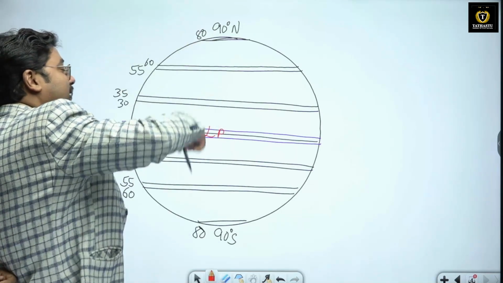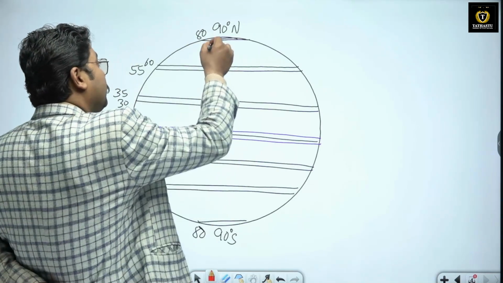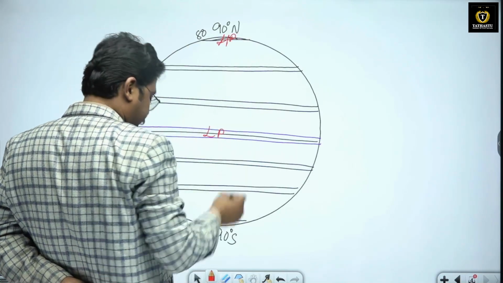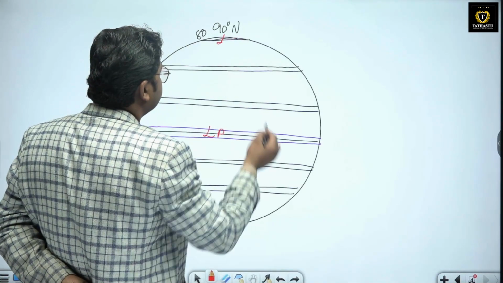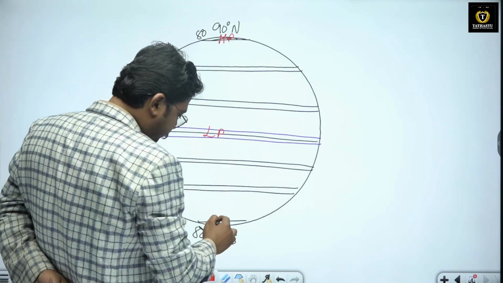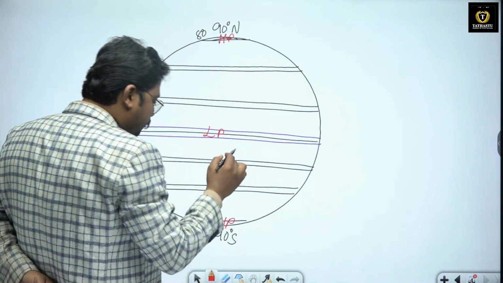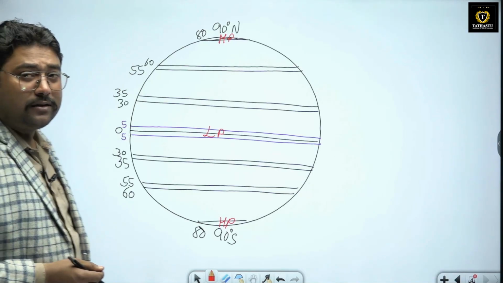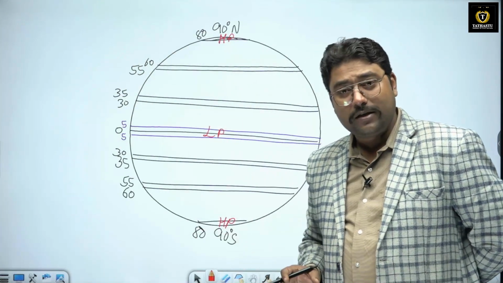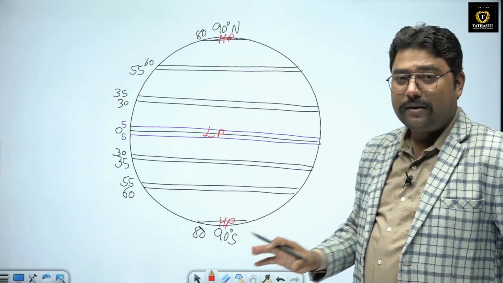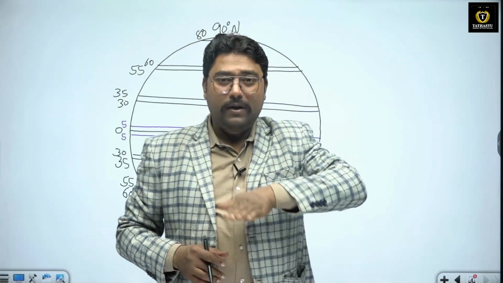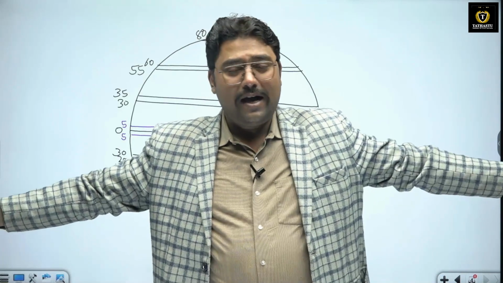Polar areas are frigid zone. So temperature will be low and the pressure will be high. Means these two pressure belts also are thermally induced. Means equatorial low pressure belt and polar high pressure belt. Now suppose this is equator and the both ends are pole.